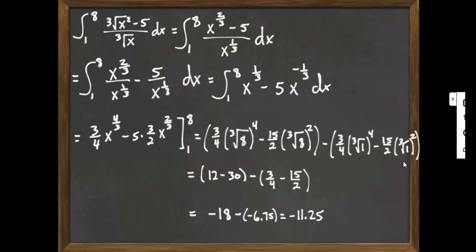12 minus 30 is negative 18. 3/4 minus 15/2 is negative 6.75. And when we do the arithmetic, negative 18 minus a negative 6.75, we get negative 11.25. So here we have a definite integral that has a negative answer.